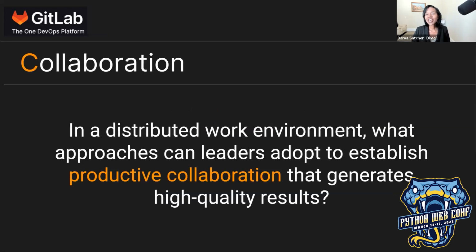Collaboration. So it's really important to be able to collaborate well so that you can produce a really good product, regardless of what your business is.